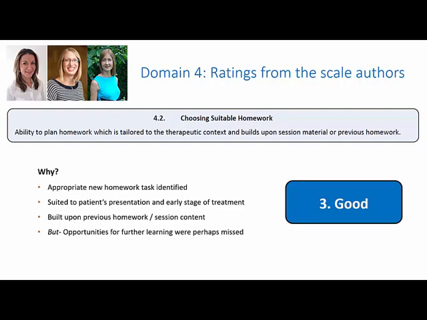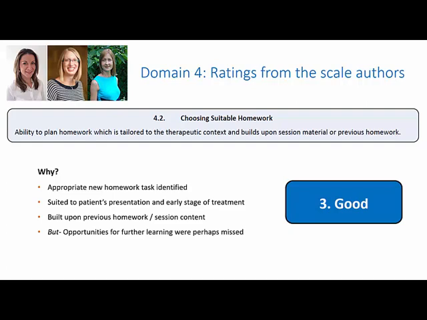For item 4.2, choosing suitable homework, we gave a rating of 3, good. This is because the new homework task identified was appropriate given the patient's presentation and the very early stage of treatment. And the therapist worked well with the patient to help them identify this new homework task. The task seemed to build well upon the previous homework set and indeed the session content by adding the thoughts and feelings aspect to the food diary that was completed previously.